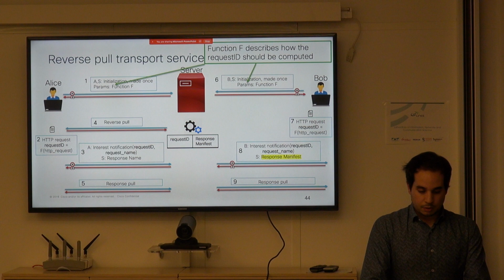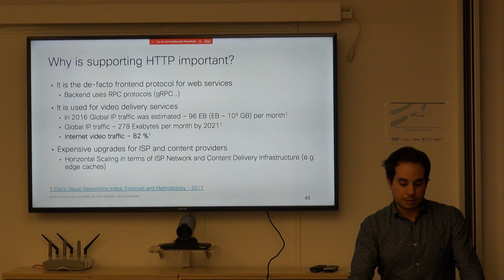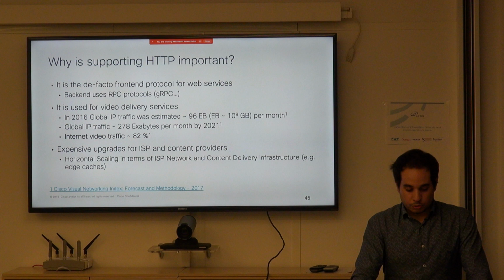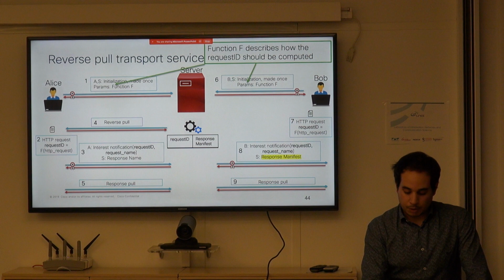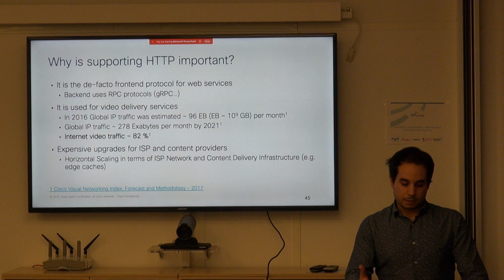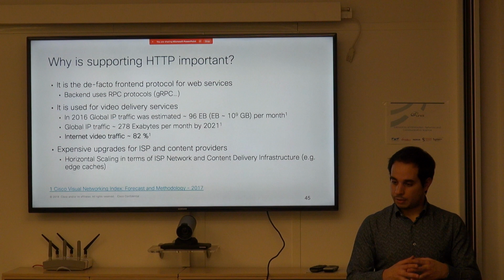So supporting HTTP is important, in particular for what regards the forwarding of video traffic, because now video traffic in the internet is 82% according to the Cisco Business Networking Index. And using this method, we are able to enable multicast in forwarding the video segments and to offload the forwarding to the network, instead of having one single server reply to all the requests from the clients.